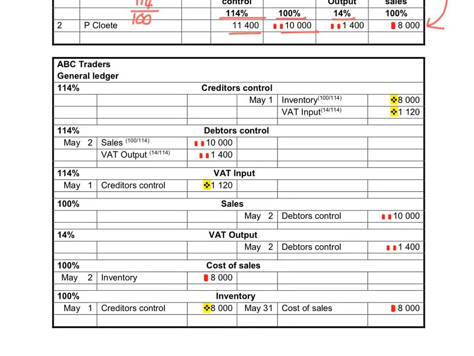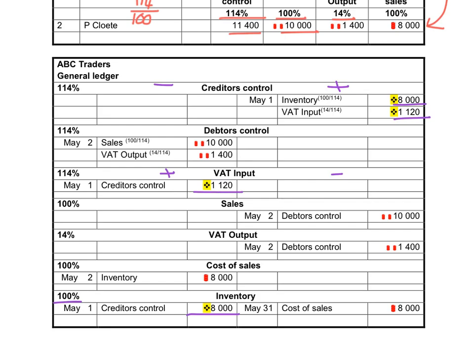When we purchase the goods, we owe the total amount to the creditors. Creditors is a liability that increases on the credit side, so we will increase it with the 8,000 and with the VAT. The inventory account will be debited with 8,000. That is a 100% account to indicate what is the actual cost price of the inventory for the business. Because we paid 1,120 to the creditors, we can claim this back, so we will debit VAT input, that's an asset. Assets increase on the debit side with 1,120.